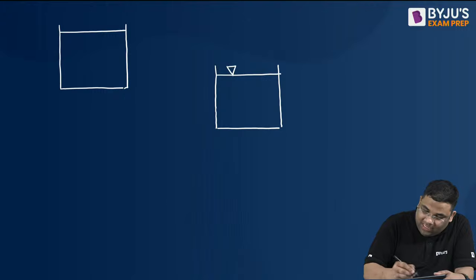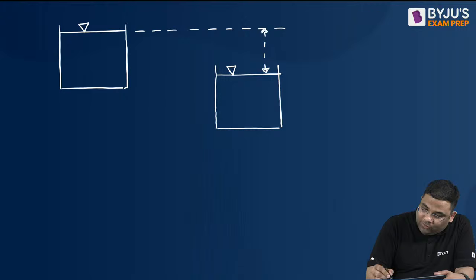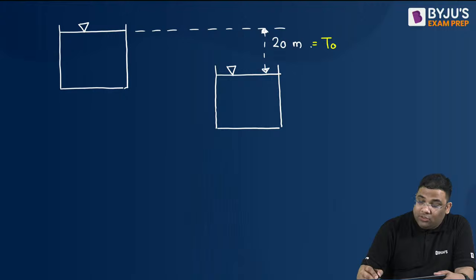So the level difference is how much? The level difference is 20 meter, right? The level difference is given 20 meter. Understand this question very carefully. If you understand this question very carefully, you will understand many things. So this is the total head loss, right? I can say this is total head loss. This is the total head loss.